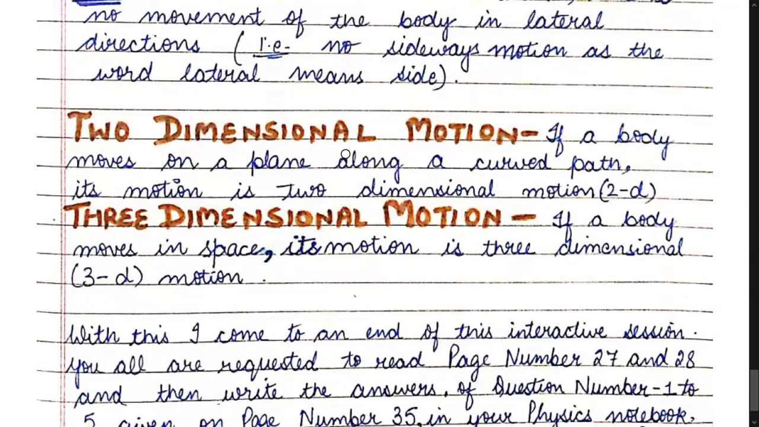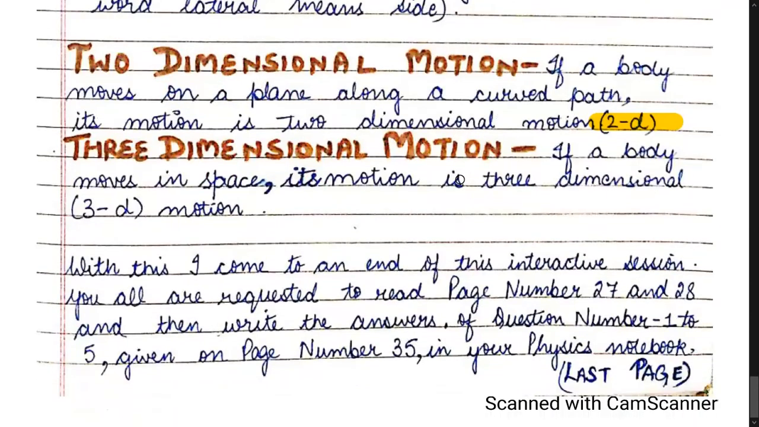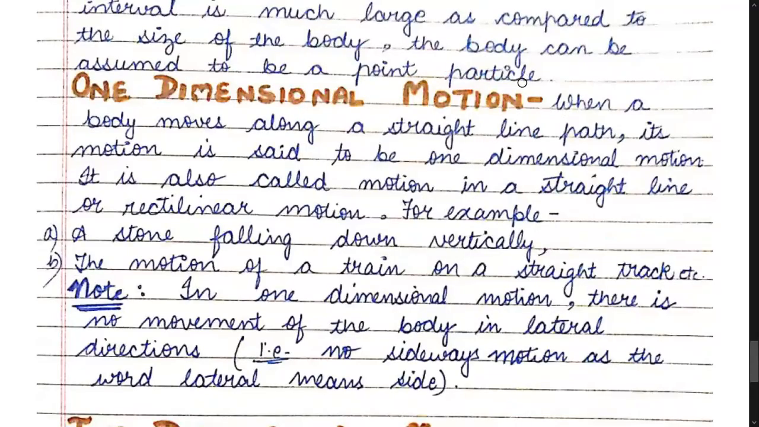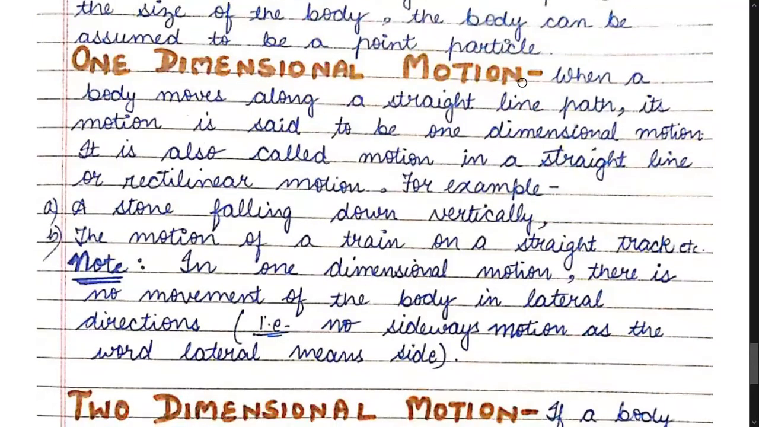Coming to two-dimension motion, if a body moves on a plane along a curved path, its motion is two-dimensional motion. It is written as 2D also. Coming to three dimensions, if a body moves in space, then its motion is three-dimensional motion. So students, in this chapter, we will be focusing on one-dimensional motion only.